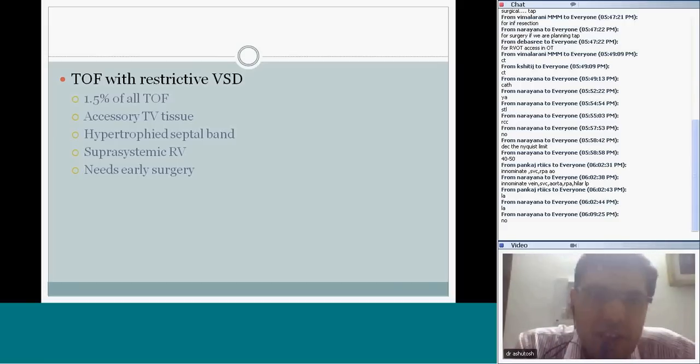Restrictive VSD occurs in less than 1.5% of tetralogy. Cause for restriction could be accessory tricuspid valve tissue, sometimes could be hypertrophic septal band. These are the patients who are the sicker lot. That's the importance of this variant, because the RV gets squashed up from both sides. There is outflow tract obstruction and the VSD is restricted, so this is a suprasystemic RV. And these patients are the sicker lot, requiring early surgery.